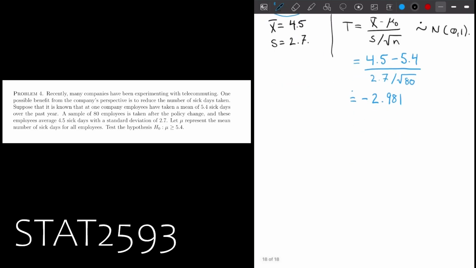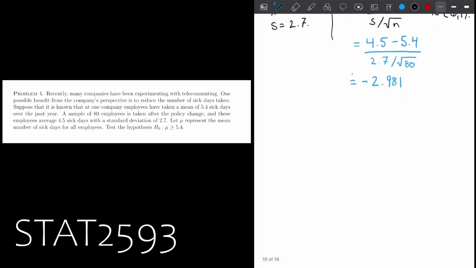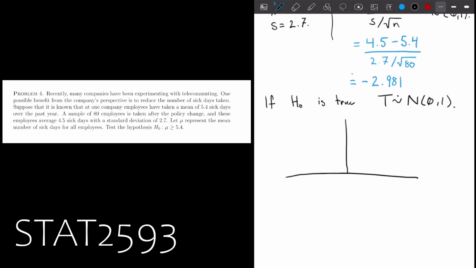And now, again, once you actually have your test statistic computed, it's worth plotting what it is that we're actually thinking about in the scenario here, right? So if the null hypothesis is true, then the test statistic that we just computed is going to be approximately normally distributed, right? So let's think about what that actually looks like, right? So we have our graph here.